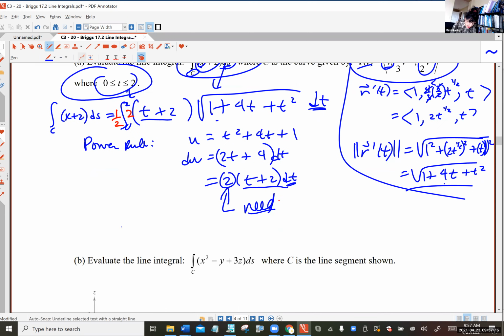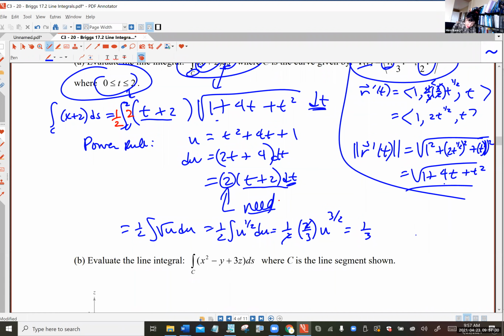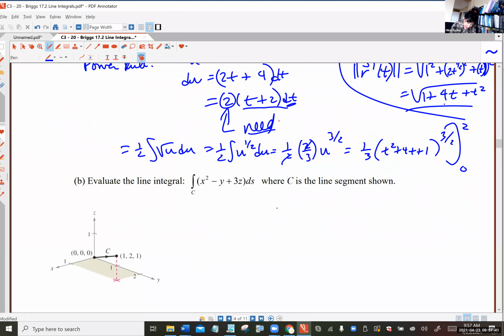Well, the intermediate step would look like this: 1/2 times the integral of square root of u, which is the integral of u to the half. And that's going to be 1/2 times 2/3 u to the 3/2. And I'll reduce and back substitute. And then evaluate this antiderivative between the limits of 0 and 2. It's not going to be a very nice number, I'll be honest. It's going to be pretty gross. That's all I can say. 2 squared plus 4 times 2 plus 1, yuck, to the 3/2.